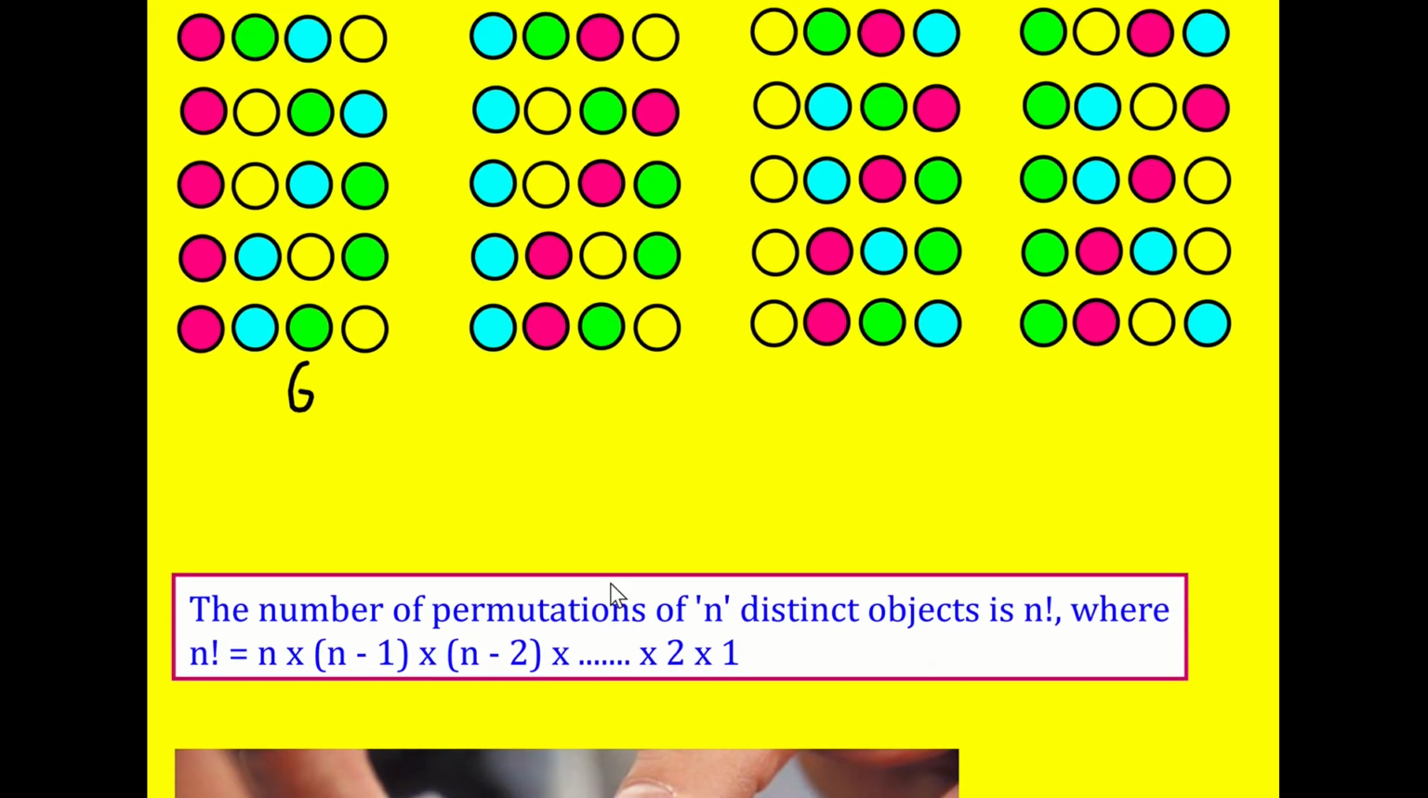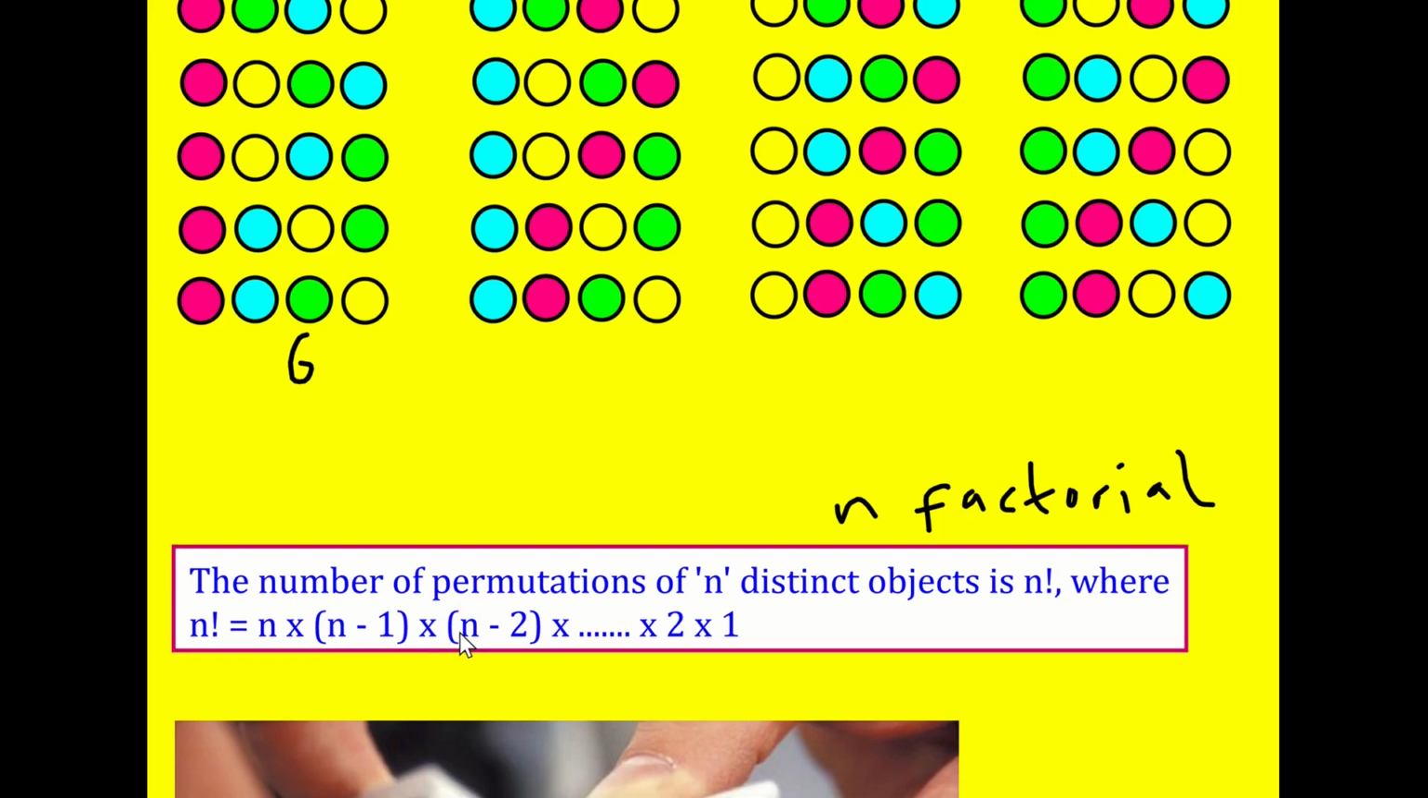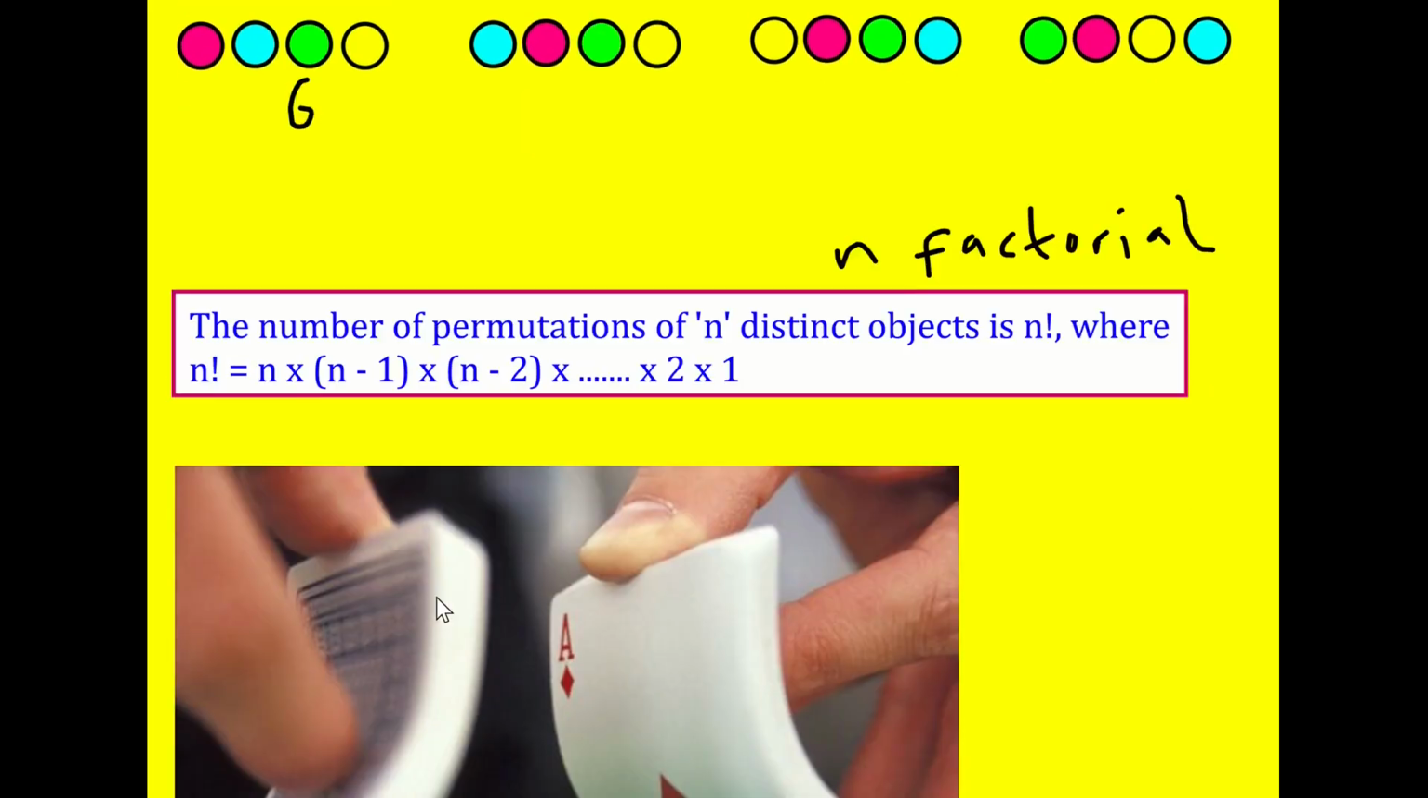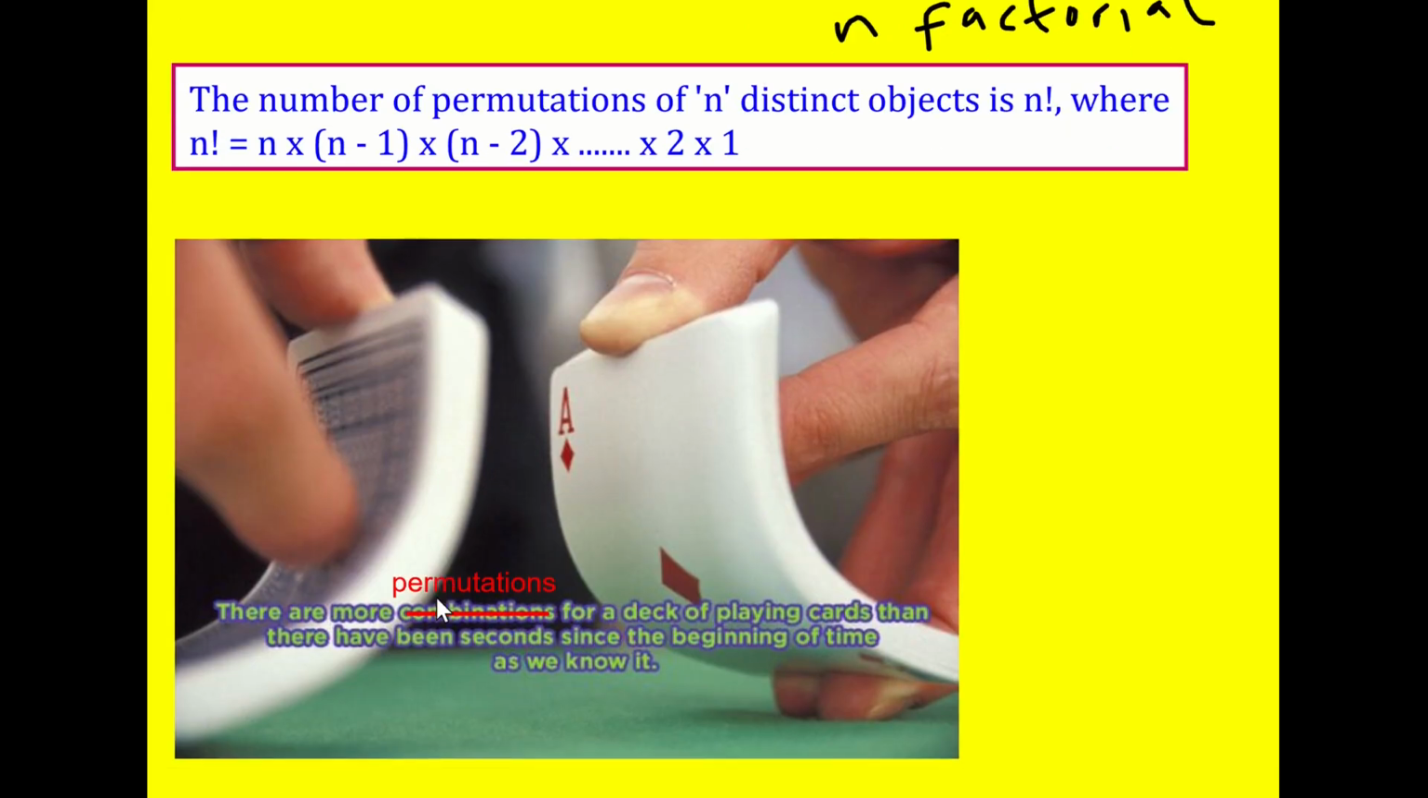And here's the answer then. The number of permutations of n distinct objects is n with an exclamation mark, and we call this n factorial, where n factorial is n, and I've written it the other way around now. You tend to write it like this. Rather than 1 times 2 times 3 up to n, you normally start with n and work your way down. And this leads to a really interesting result you might not have ever thought about.